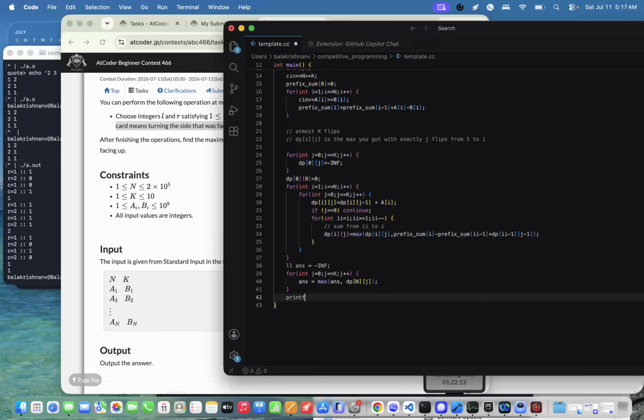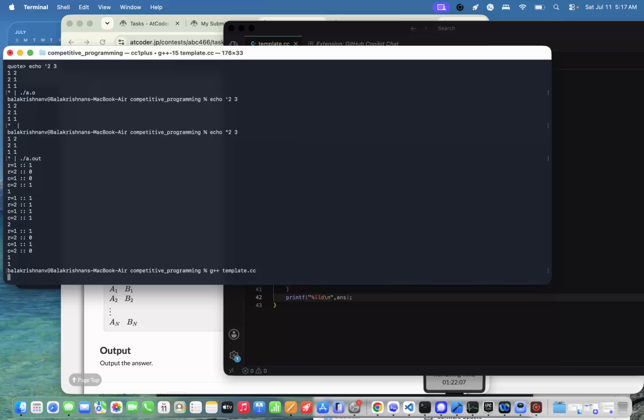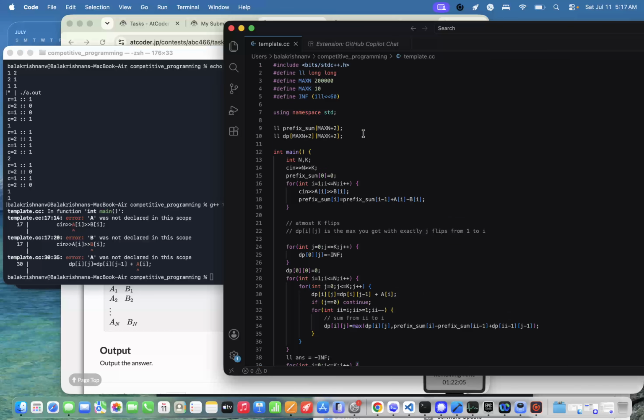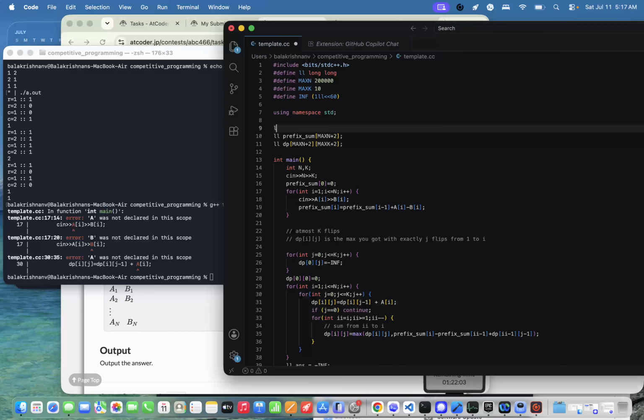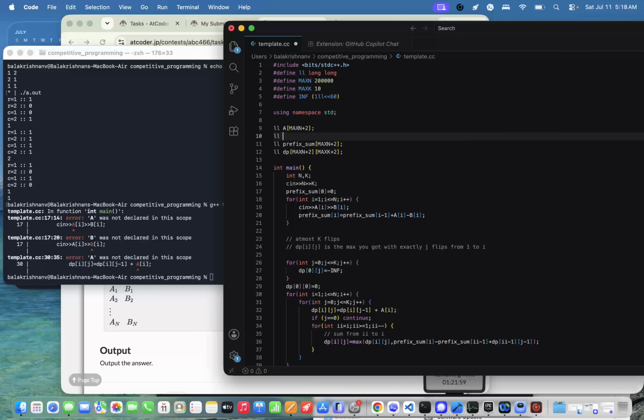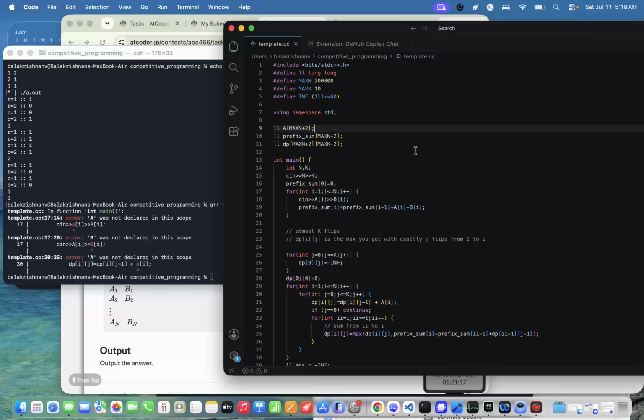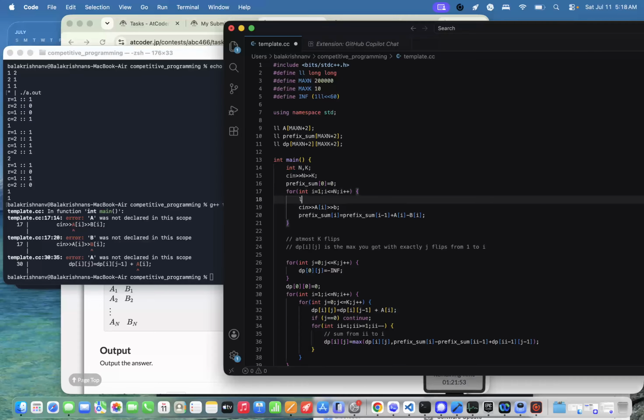So first let's check the correctness of this, then we optimize. So a of i we don't need. I think we just need b minus a of i, because that's what we get when we flip it.